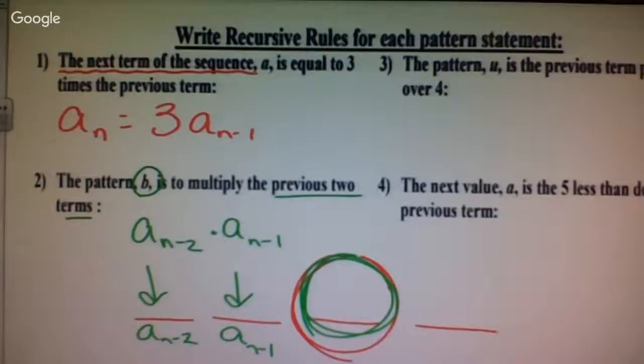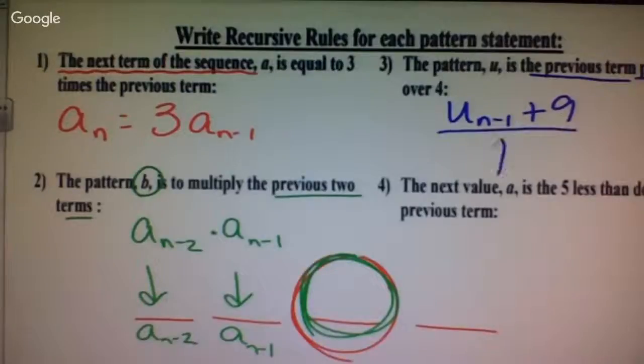Okay, let's look at 3. So 3 says I need the previous term. So I need 1 space back, and this is u. So u sub n minus 1. I need the previous term. What am I doing to that previous term? Adding plus 9 over 4, all over 4.